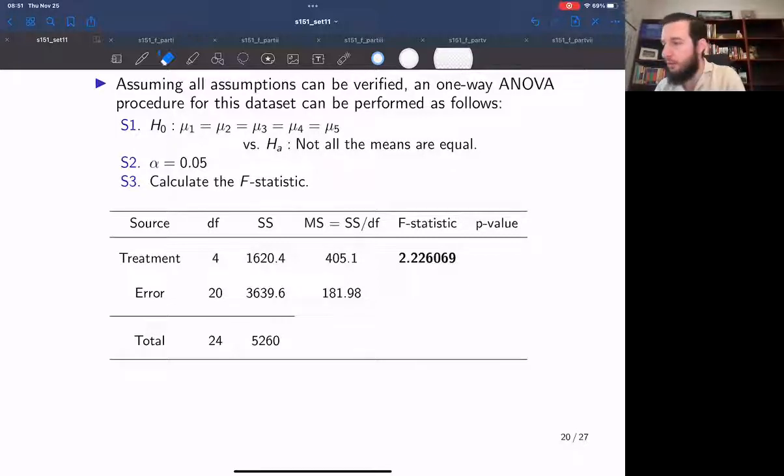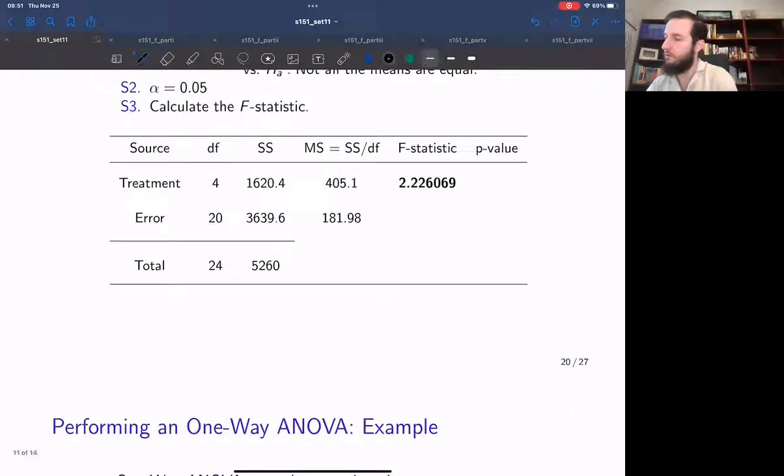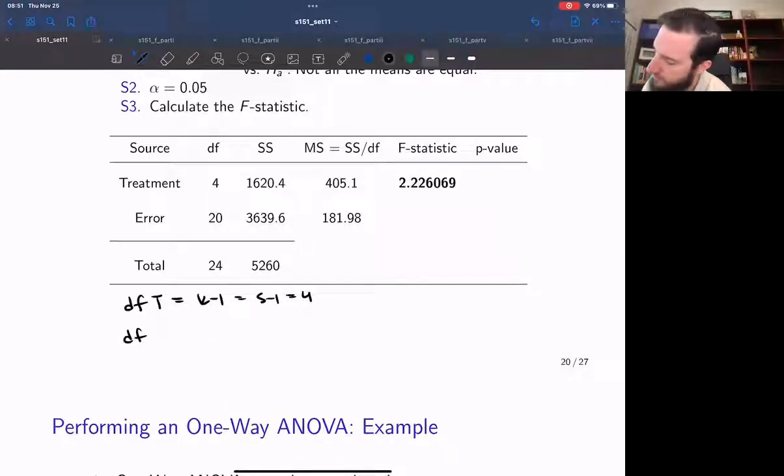Okay, so we're filling out the ANOVA table here. On the previous slide, illustrations of where these values come from are provided. So for DF treatment, for example, we have K minus 1, which is 5 minus 1, which is 4. For DF error, we have N minus K, which is 25 minus 5, which is 20. And then for DF total, oh yeah, this is DRT.